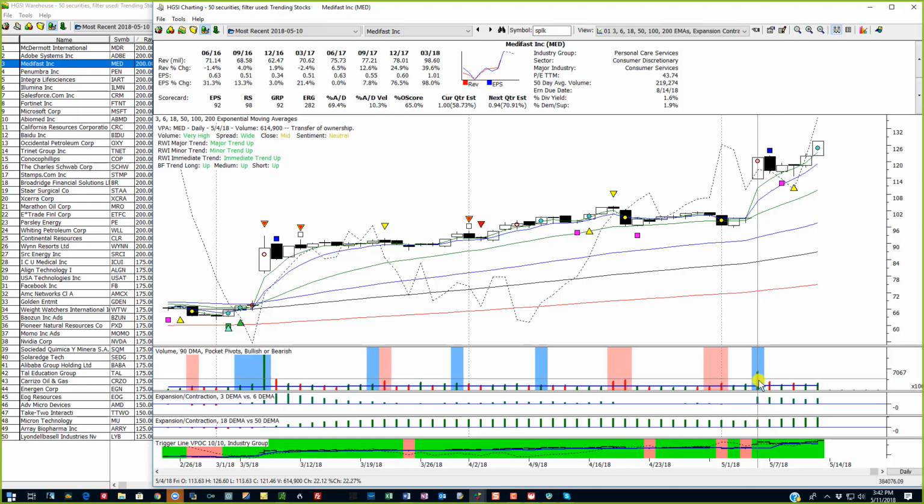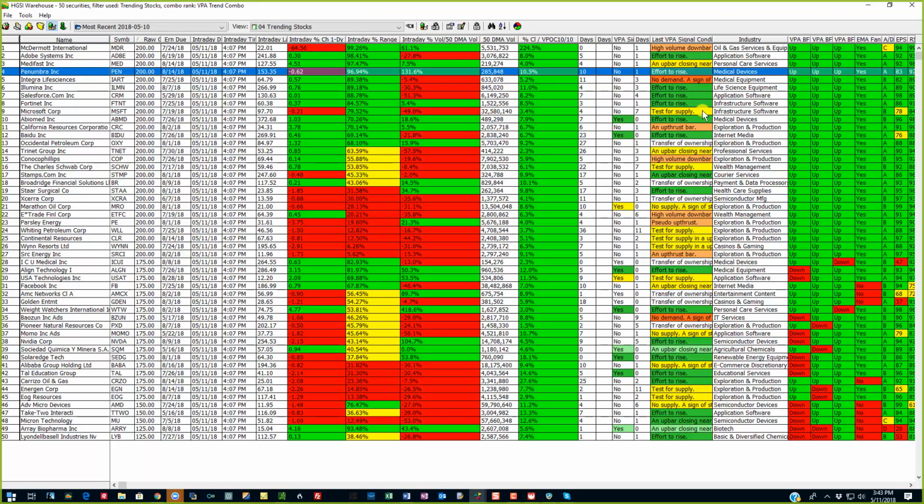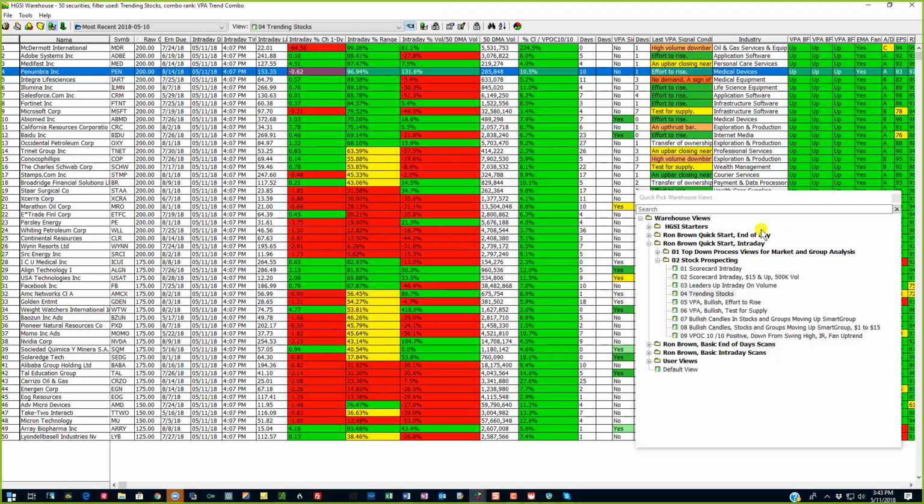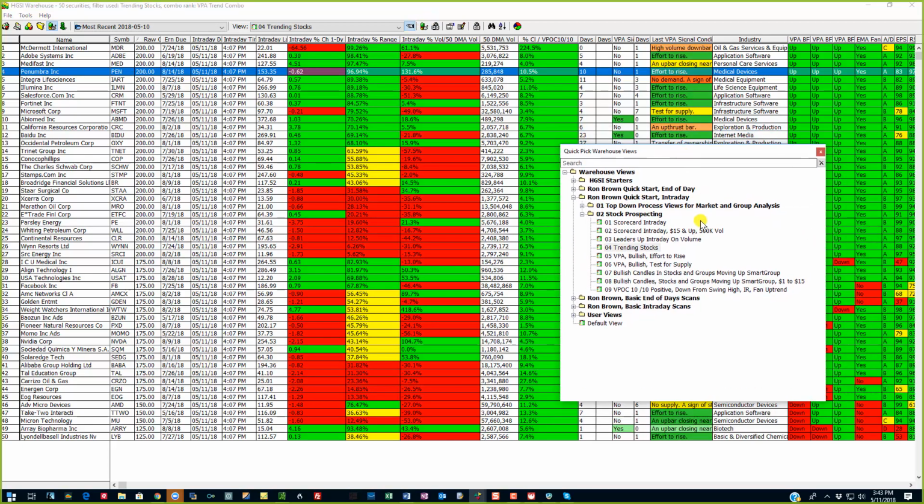Notice that the pocket pivot and the VPOC both turned positive the same day. Here's a test. Here's a confirmation of that test. When you see these two together, that's usually a good sign. And what has happened? Medifast is continuing to go up, has an effort to rise. I'm going to add it to my group, okay? Okay, let me get back to these. Of course, I'm going a little bit longer.